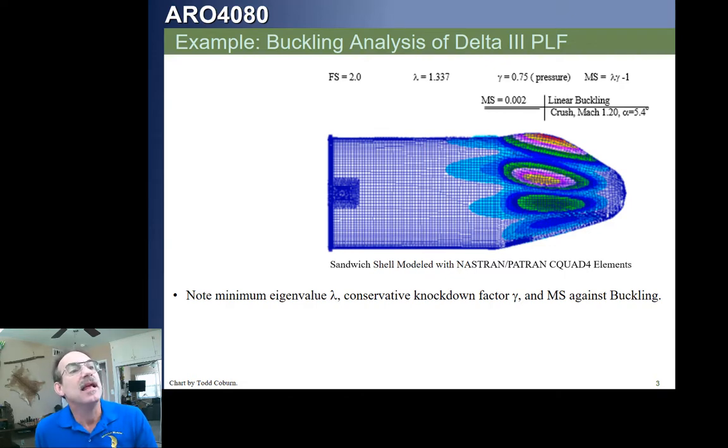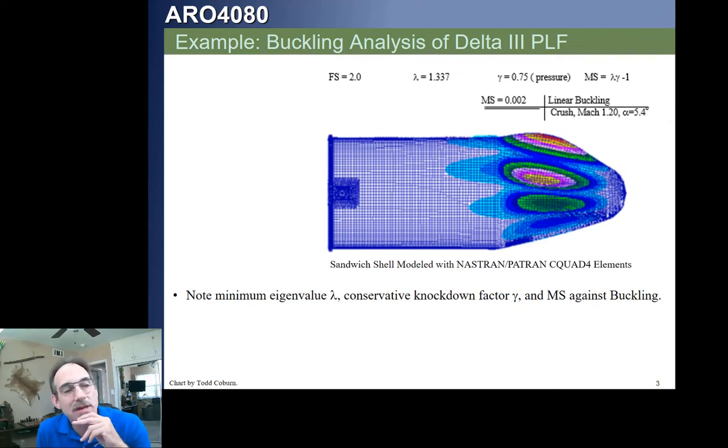And we're using a little knockdown factor, gamma, a 0.75 knockdown factor. That's just a factor that was defined in, I think it's actually in the Mil standard as well, but on Delta we used a knockdown factor against buckling, so we reduced the eigenvalue a bit just to be conservative, to put a little extra 25% margin in our number.